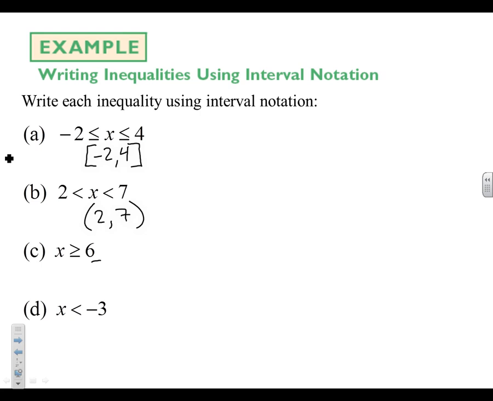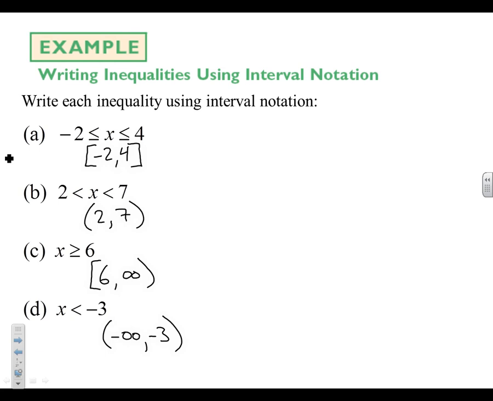Greater than or equal to 6, we can touch 6, but we can't touch infinity. And less than -3, we're going to say negative infinity, because we're going all the way below -3, all the way up to -3, which we can't touch, so parentheses.